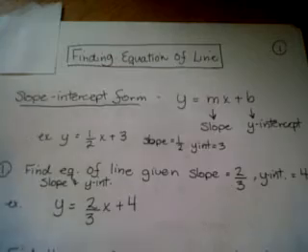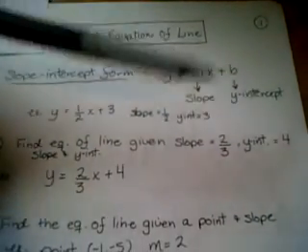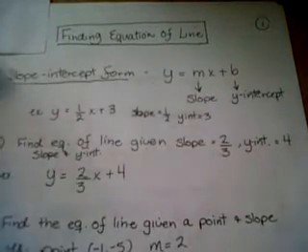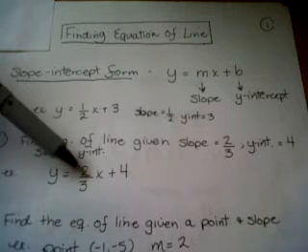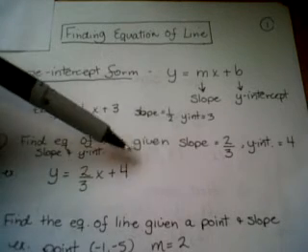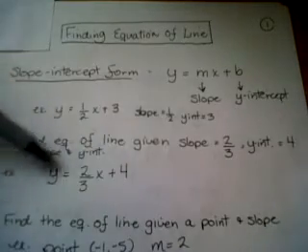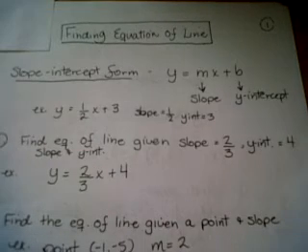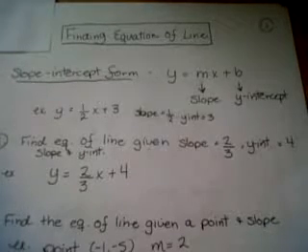So you might be asked to find the equation of a line given the slope equals 2/3 and the y-intercept equals 4. Well, we just write y equals mx plus b. We'd plug in the m, which is slope of 2/3, and the b, which is the y-intercept, which would be 4. There is our equation of the line. That is the easiest type of equation to write when you're given slope and the y-intercept.